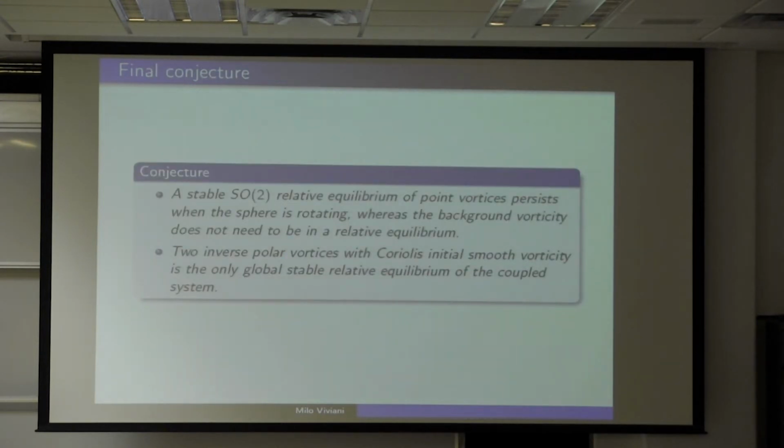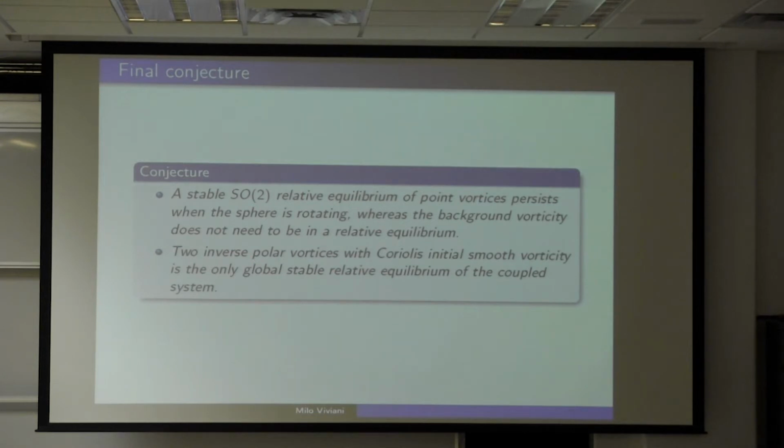So the conjecture I wanted to address to you is this. A stable SU(2) relative equilibrium of point vortices persists when the sphere is rotating, whereas the background vorticity does not need to be in a relative equilibrium. So the relative equilibrium of the point vortices remains when the sphere is rotating, but the background vorticity is completely influenced by the vortices, and so it's not in an SO(2) relative equilibrium. Okay, that's my conjecture.